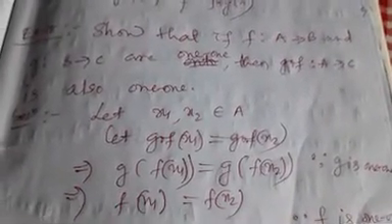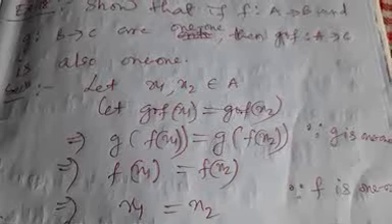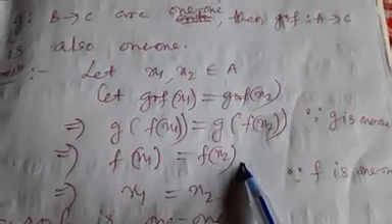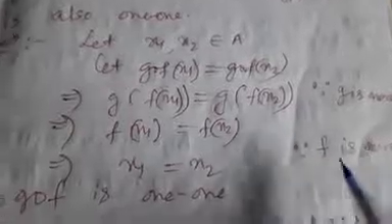So that if f such that a to b and g such that b to c are 1-1, then g∘f such that a to c is also 1-1. Let x1, x2 belong to a. Let g of f of x1 is equal to g of f of x2. That implies f of x1 is equal to f of x2, since g is 1-1. Now x1 is equal to x2 since f is 1-1. So g∘f is 1-1.